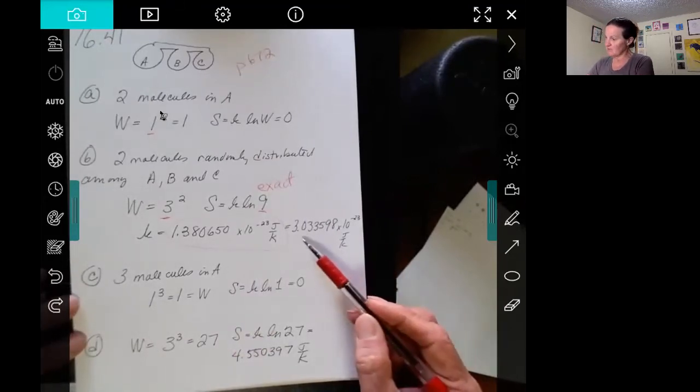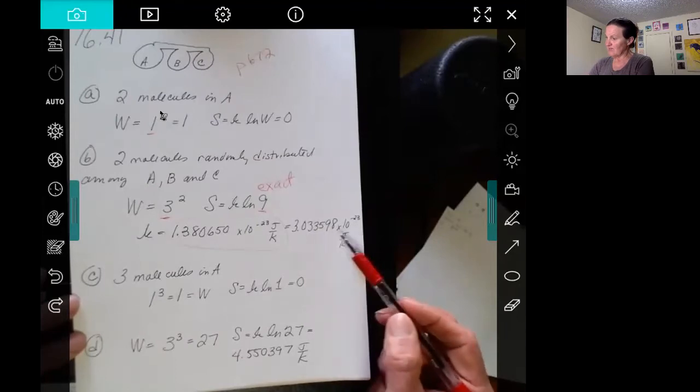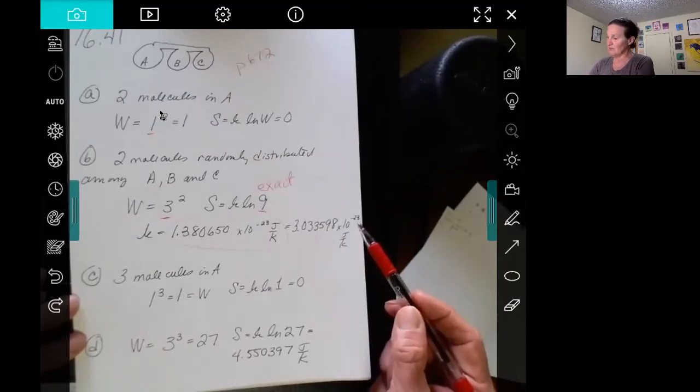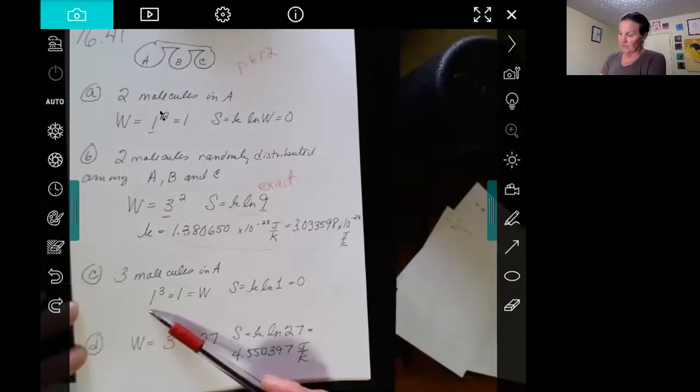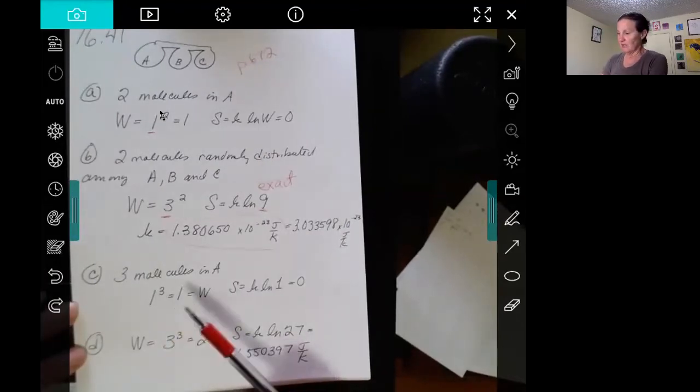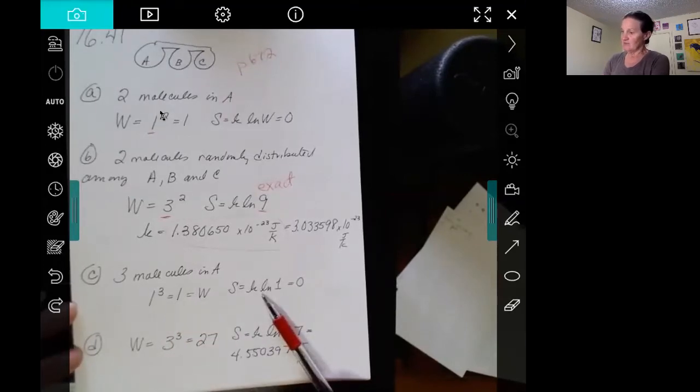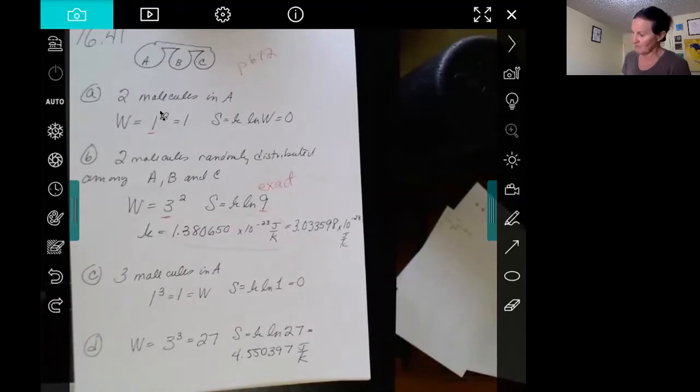So this says 3.033598 times 10 to the minus 23 joules per K. So the next one is 3 molecules in A. So there's one way to do it. 3 of them are all doing it that way. So you get 1 cubed, which is 1, and we're back to a situation similar to 2 molecules in A, where the entropy is 0.